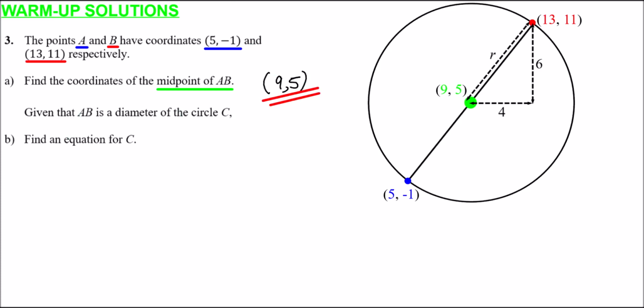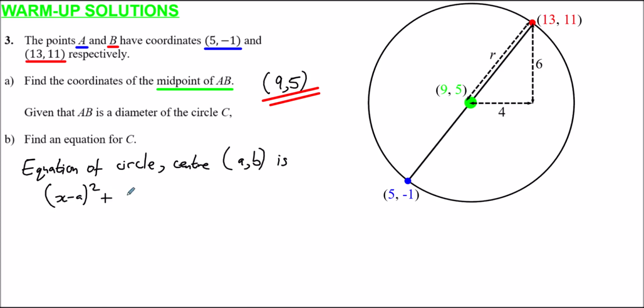And the equation for C, the general form of an equation of a circle with a centre A, B. So let's say equation of a circle, just to remind us, with a centre A and B. Hopefully you remember from year 12, but if not, it's x minus a all squared plus y take b all squared equals r squared.